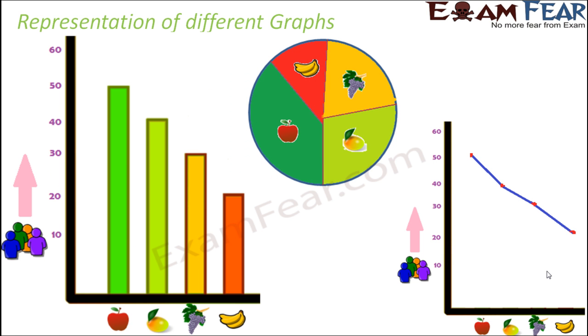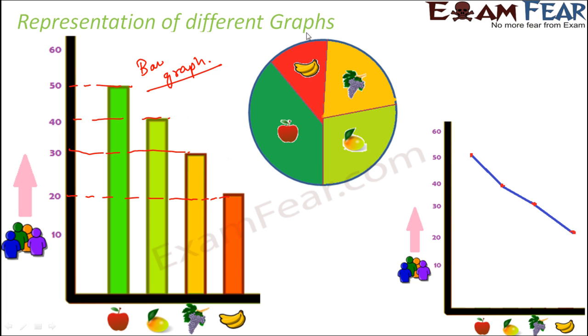So let us look at the representation using different types of graphs. We have taken the same example of the favorite fruits of the students of class 7. Here you see, this was the bar graph which I had discussed in the previous slide. In the bar graph, we saw that 50 students like apple, 40 of them like mango, 30 of them like grapes and 20 of them like banana.